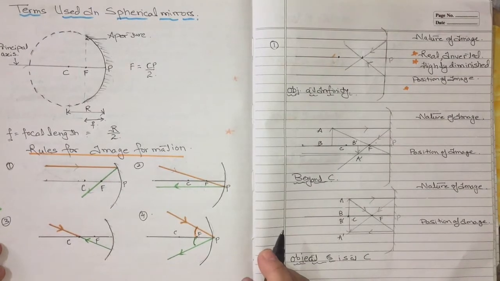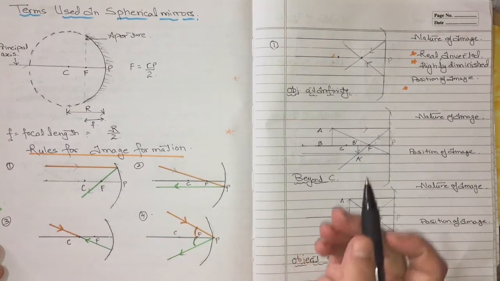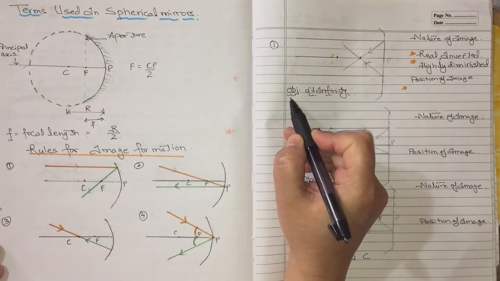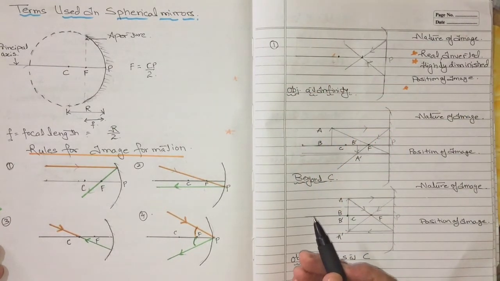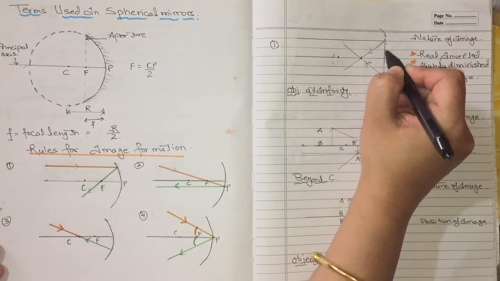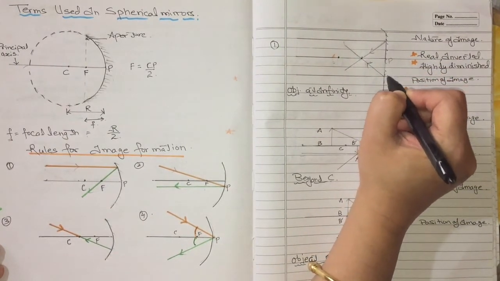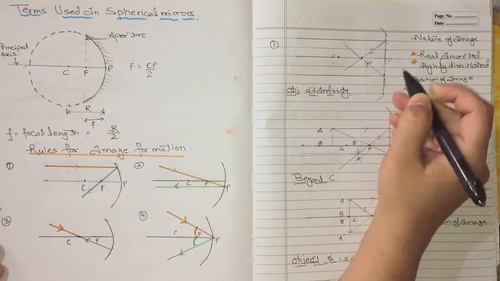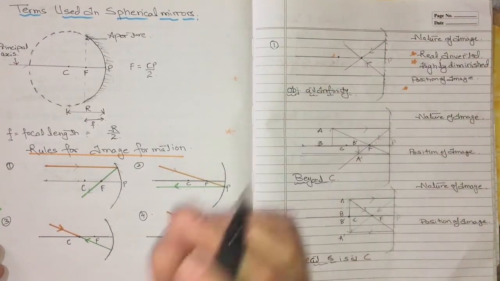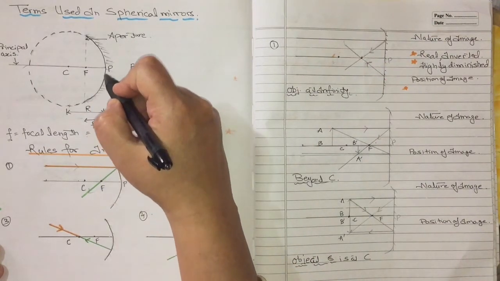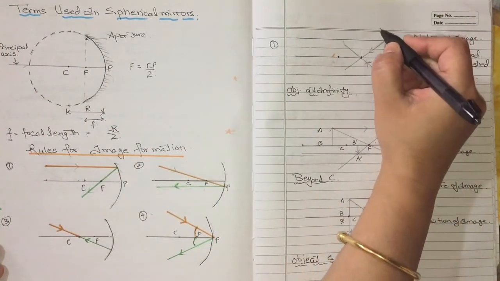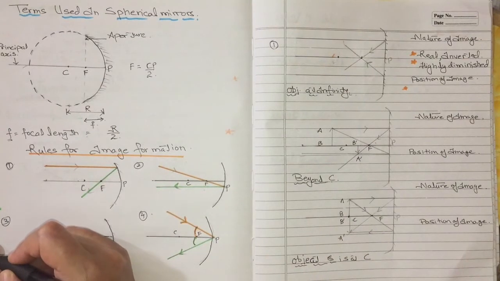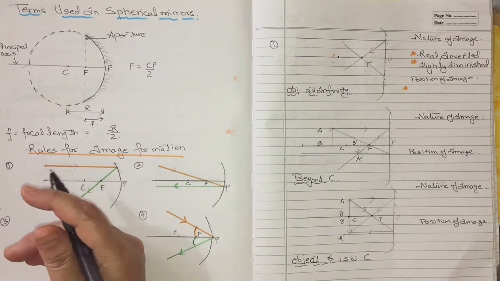Clear? Now coming to the images formed by the concave mirror. Okay, in the first case I have taken that the object is at infinity. Now here the object is at infinity and this is my concave mirror. You can draw a concave mirror as a straight line, because this particular part is a very small portion of the whole curve. Okay, so we can draw it as a straight line and then at the end you can just make two curves, right? So let's start drawing this diagram.